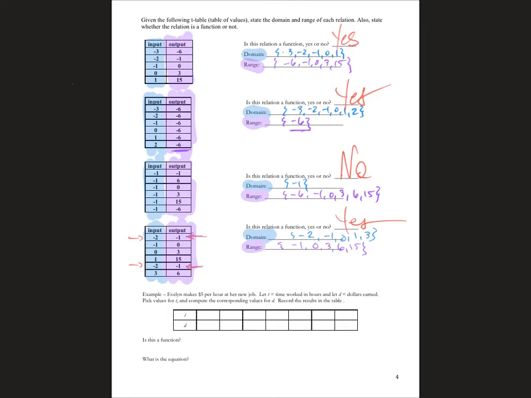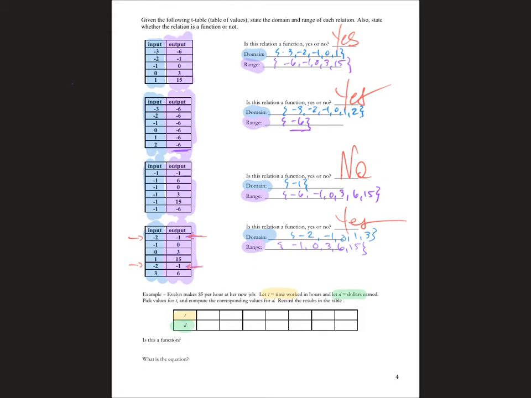Evelyn makes $5 per hour at her new job. If T equals time worked in hours, and D is dollars earned, can we pick some values of T and compute the corresponding values of D? Now, are there any restrictions on the T values I can choose? Let's think about this real-world example.